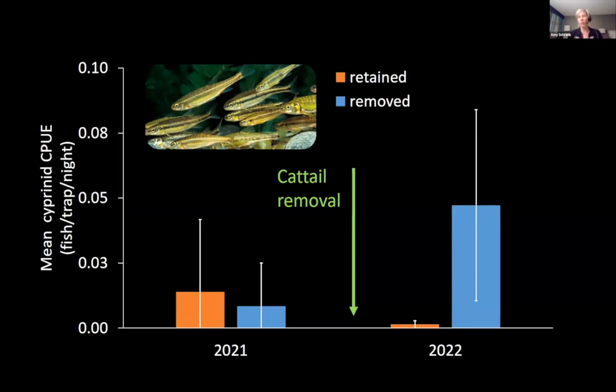I think this is an important finding. I think we need more data for this. We need to look over multiple years. But one of the interesting consequences of this is that minnows are probably the most important forage species for game fish, right?